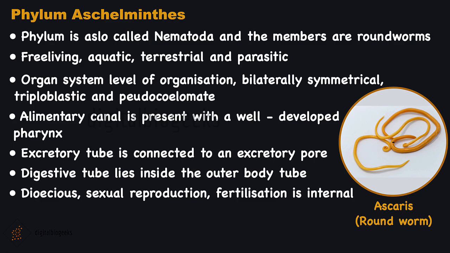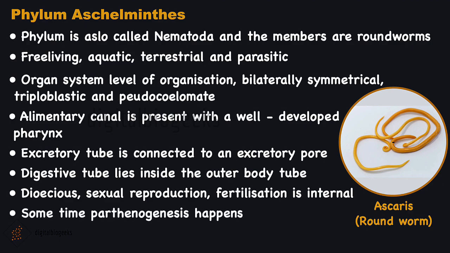In them, the sexes are separate. That means they have distinctive male and female organisms and hence are known as dioecious. The reproduction is mainly by sexual mode. Fertilization happens inside the body of the female. Female produces several eggs a day. Sometimes the eggs are not fertilized and directly grow into an organism through a process called parthenogenesis. The worms developed through parthenogenesis can be male or female.